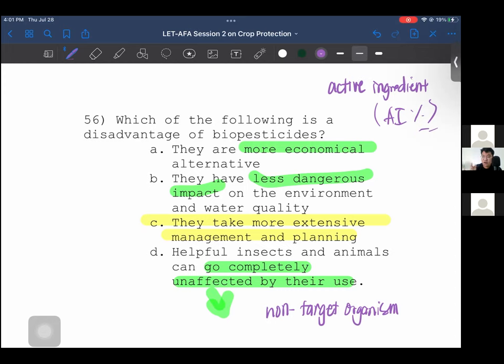Okay, so how much, for example, organic herb nutrient should we apply? Right? So planning is needed there too. Do we need to apply it every 2 days? Do we need to apply it every 1 week? Those are the things that people on the field are managing and planning when they use biopesticides.